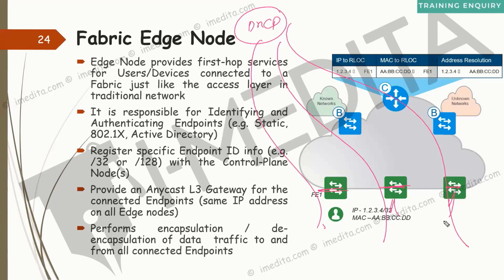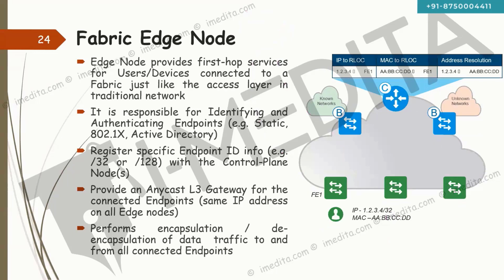Another question is for the endpoint. If I am using DHCP, how long until the edge device updates the EID information to the control plane? Is there any particular time? As soon as the edge node receives any packet from this device, because the edge device must know that a particular IP and MAC address is connected onto the LAN side of it, as soon as it receives it, it will register it.